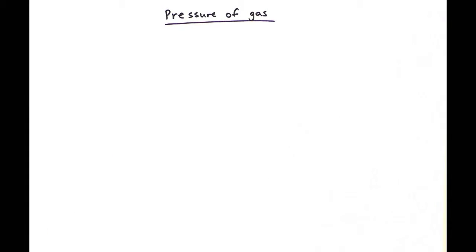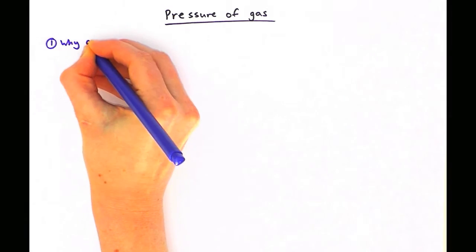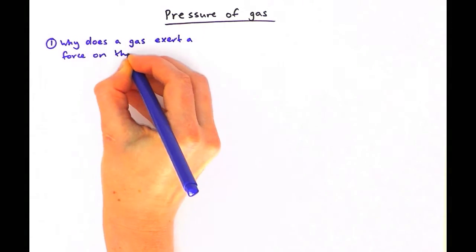The reason why we talk about the pressure of a gas is that when gas molecules are flying around in a box, say, they collide with the walls and exert a force, and that force is perpendicular to the wall. So that raises 2 questions. The first one is, why does a gas exert a force on the wall?